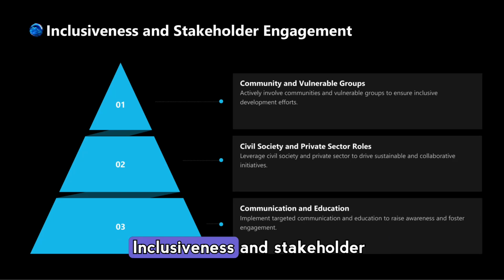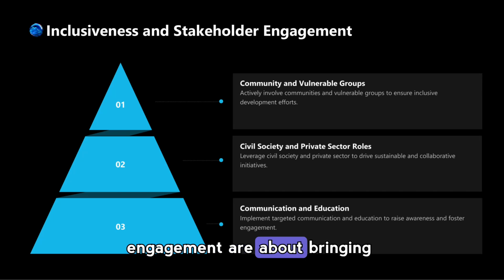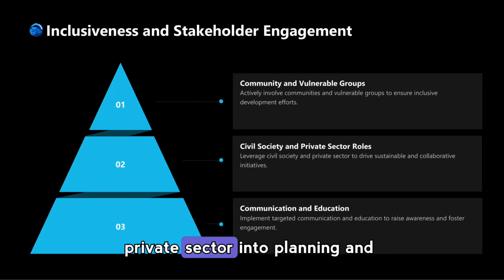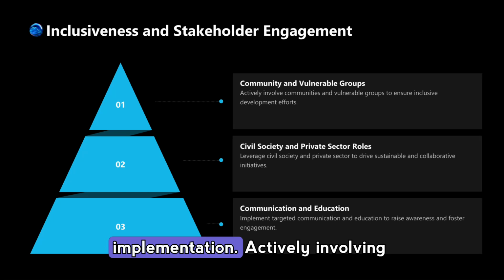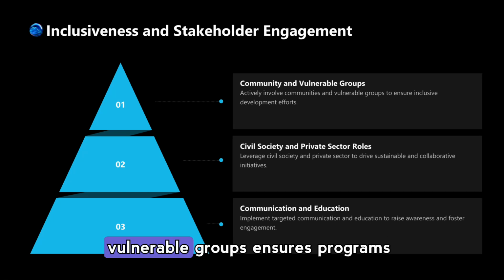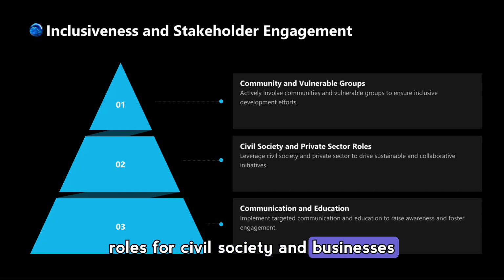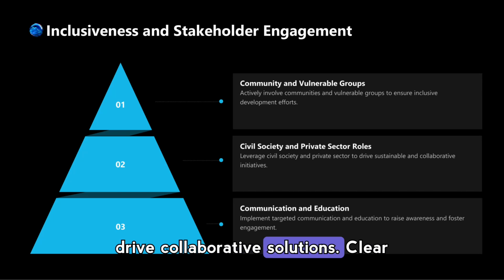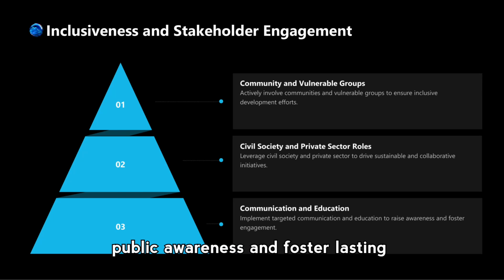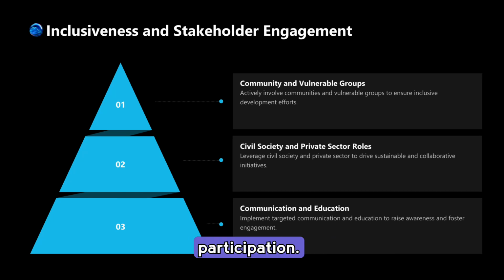Inclusiveness and stakeholder engagement are about bringing communities, civil society, and the private sector into planning and implementation. Actively involving vulnerable groups ensures programs meet real needs, while coordinated roles for civil society and businesses drive collaborative solutions. Clear communication and education boost public awareness and foster lasting participation.